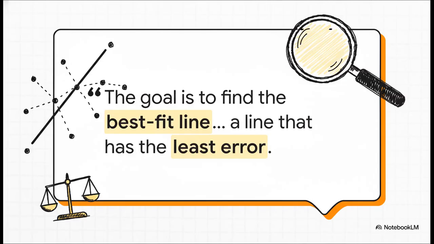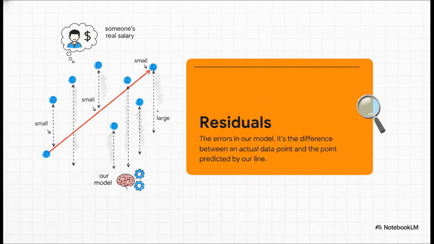And how do we do that? Well, as Analytics Vidhya puts it so simply, the goal is to draw a line through our data points that gets as close as possible to all of them at once. In other words, we want the line with the absolute minimum amount of error. But how does a computer even measure error? It does that using something called residuals.